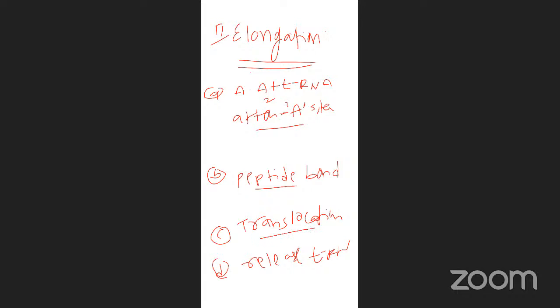Next, translocation. Translocation of the ribosome requires energy. Bond formation requires no energy and no factor. But translocation means moving of the ribosome, so energy is required, ATP is required, and elongation factor 2 is also required. Now finally, release of tRNA. First of all, these 4 steps should be clear.